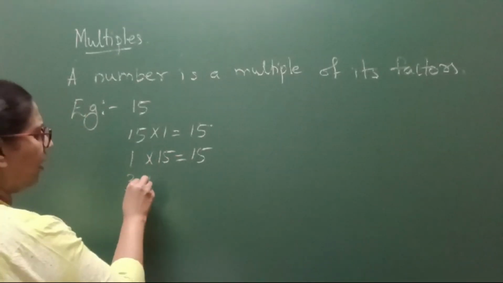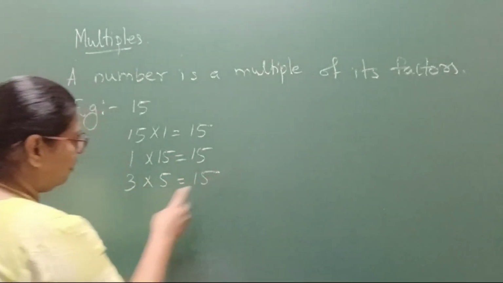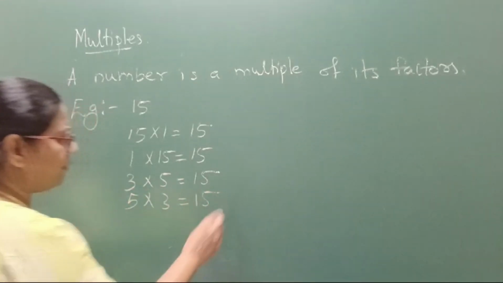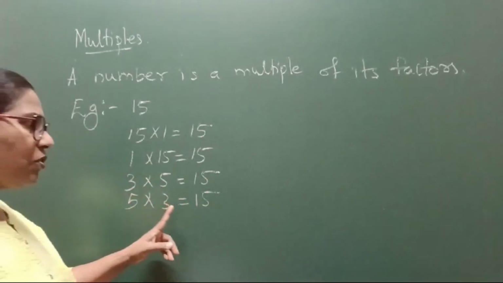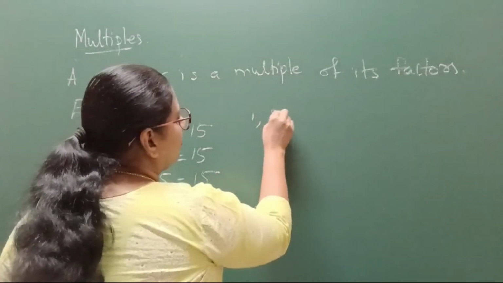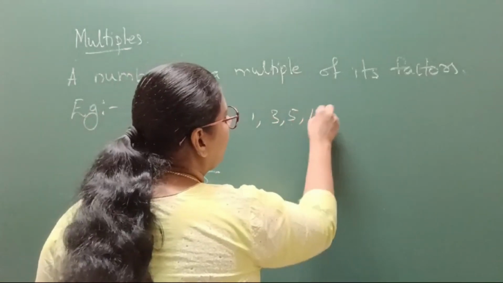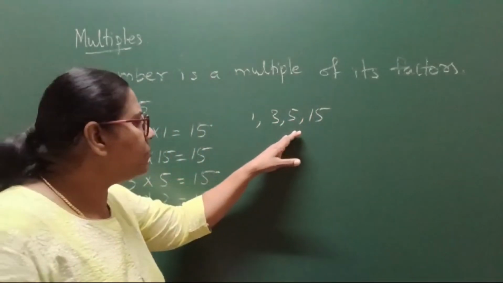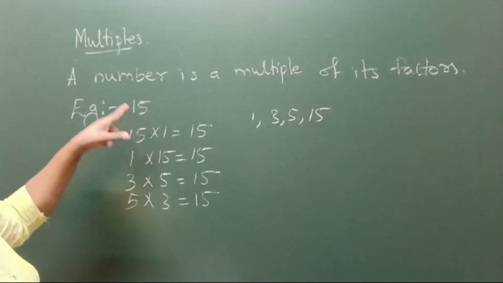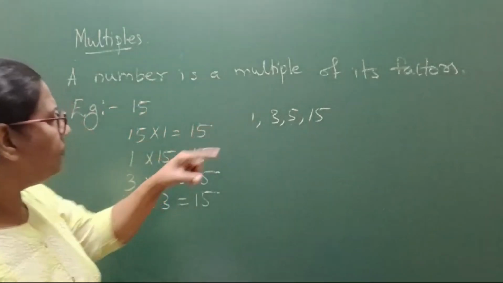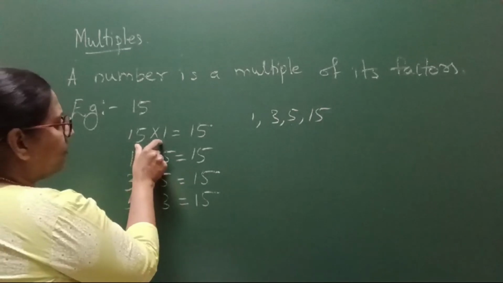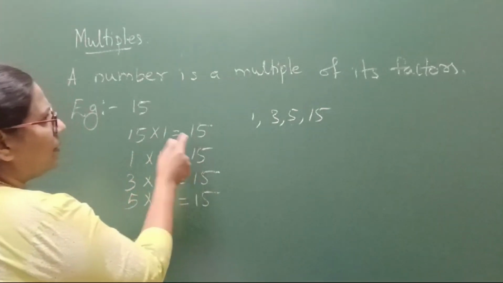Then 3 into 5 is equal to 15, so 3 is a factor. 5 into 3 is also 15, so 5 is also a factor. So what are the factors here? 1, 3, 5 and 15. These are the factors of the number 15. So a number is a multiple. These are the multiples. When you multiply these, then you will get this number.